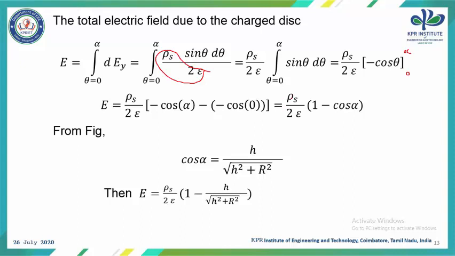E equal to rho s divided by 2 epsilon. Here cos alpha you can't do anything, keep as is. What is the cos 0 value? 1. So here is minus 1, and minus into minus gives plus, which is equal to 1. Now E equal to rho s divided by 2 epsilon into 1 minus cos alpha.